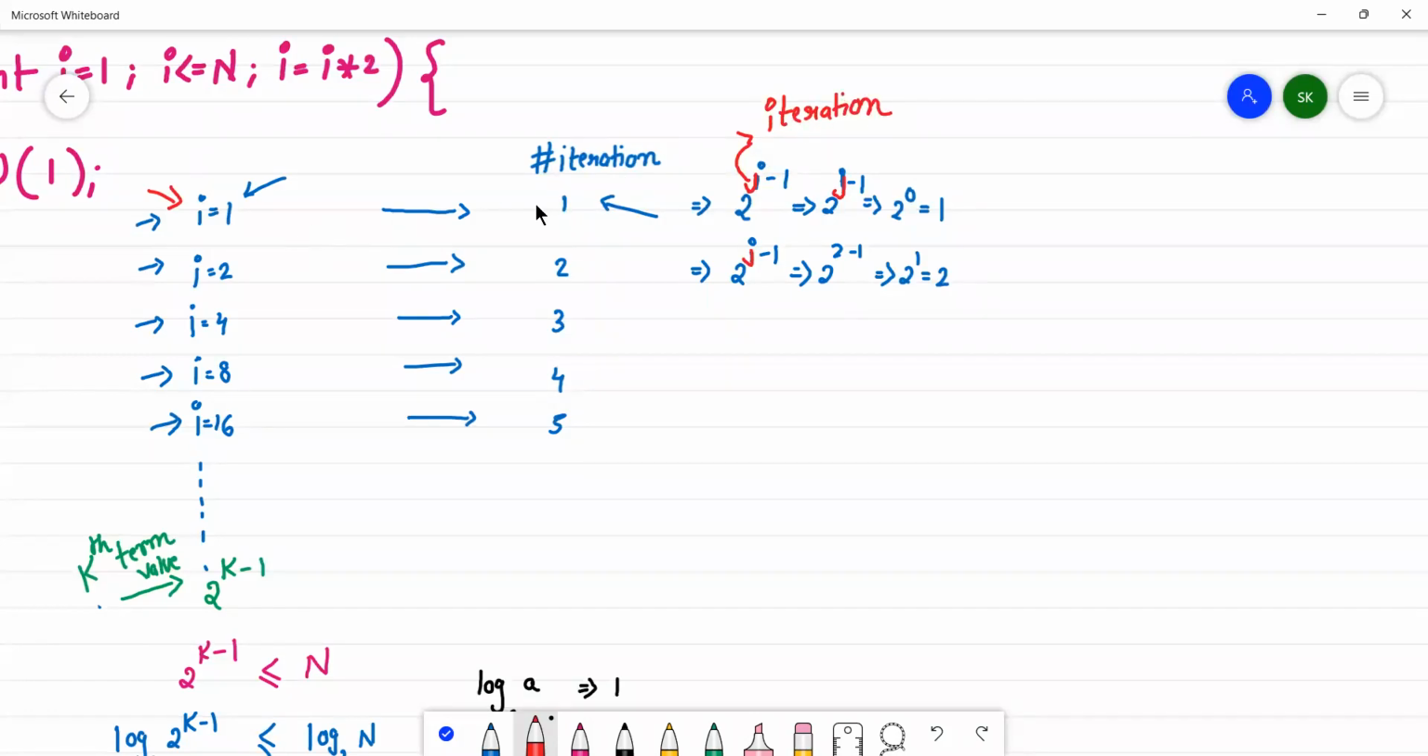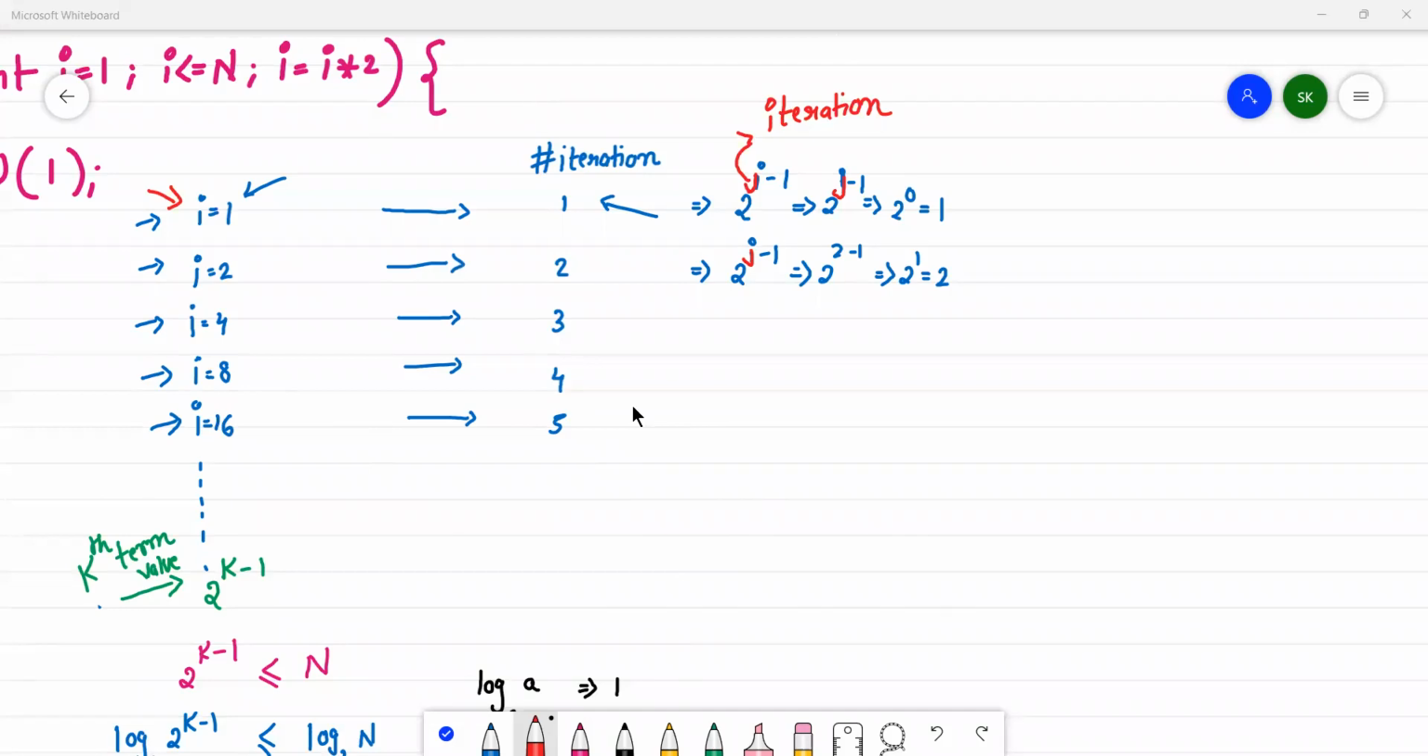That is, in the first iteration, I was 1. On the second iteration, I was 2. Third iteration, I was 4. Fourth iteration, I was 8. This is how it is going on. Clear? Yes, ma'am. So in the fourth iteration, it will come as 2 to the power 4 minus 1. That will be 2 to the power 3, that is 8. I hope you are clear.